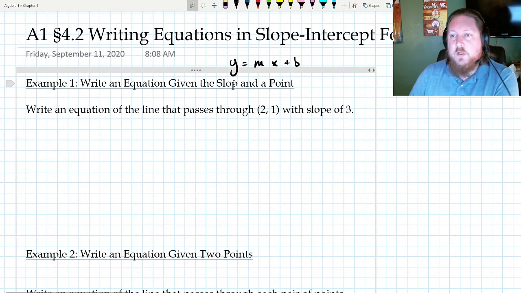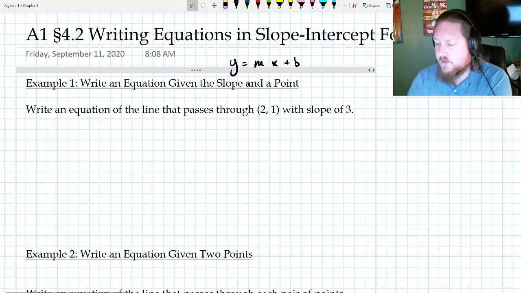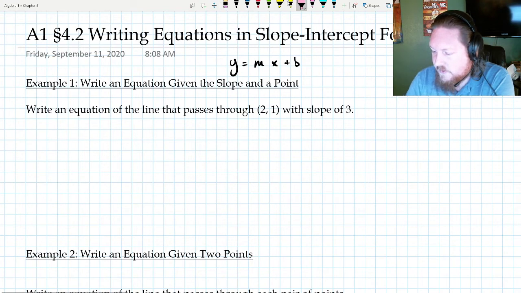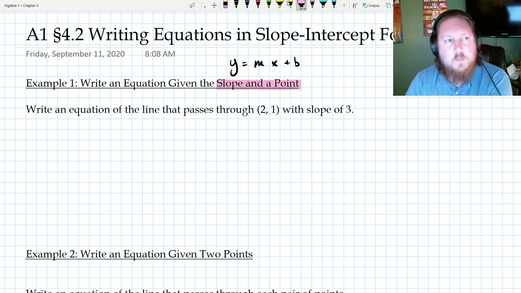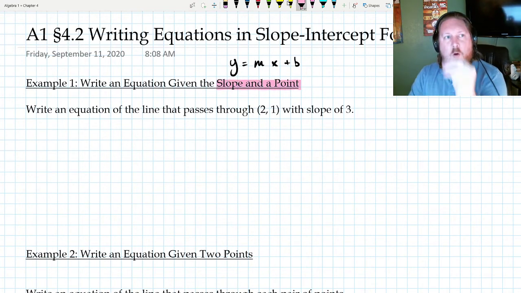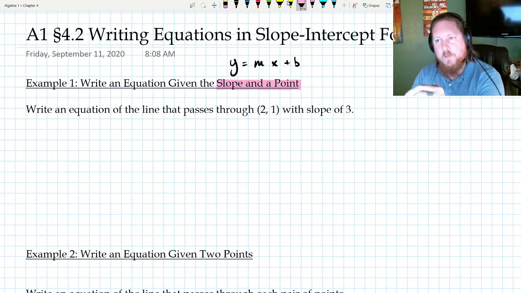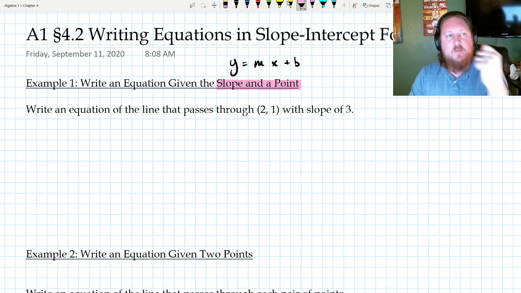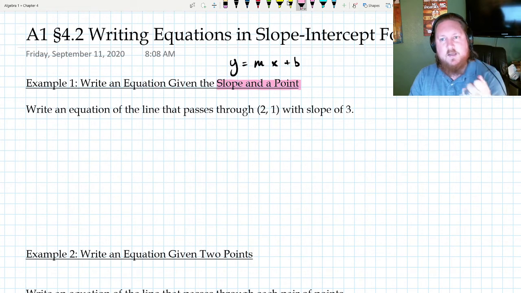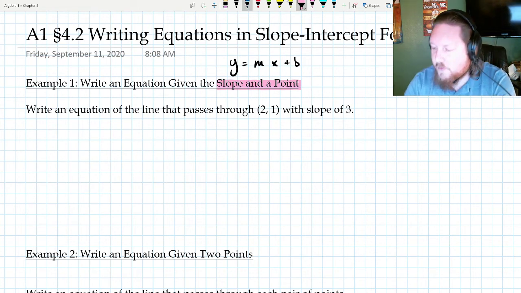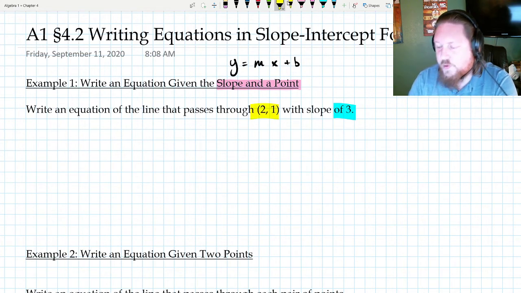First thing we're going to do is writing the equation given the slope and a point. And I'm going to highlight these directions here because it's really important to be able to tell what information you are given, and then based on that, be familiar with which possible techniques to use. So here, I'm given a slope and a point. So here, I've got my slope of 3, and my point is (2, 1).